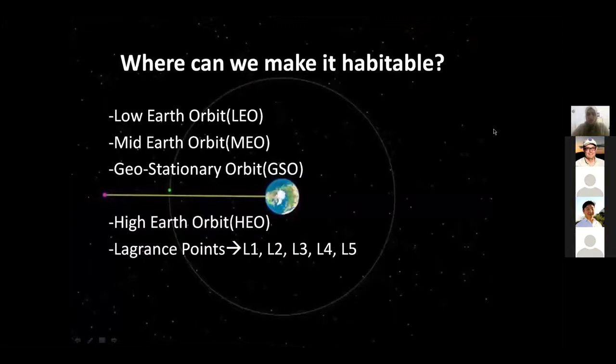And where can we make it habitable? We have different international space stations in other space. They hang mostly at Lagrange points. But we have different orbits around the Earth: low Earth orbit, mid Earth orbit, and geostationary orbit. Geostationary orbit itself was thought of as a place for space elevators. After that, high Earth orbit and Lagrange points. And Lagrange points are not flexible points, so they mostly collect some debris as well.